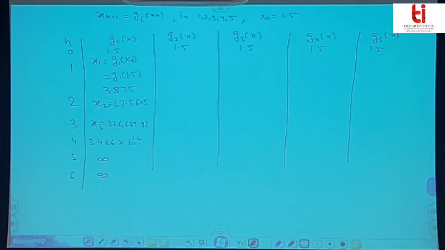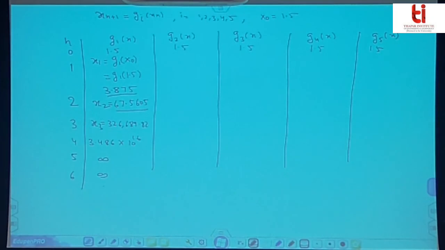So what it concludes: x1 is 3.875, then x2 is 67.5606, then the third iteration is a large number, and the fourth iteration is going to increase. That means the sequence xn is not converging toward a number. I told you the fixed point should be inside the interval 1 to 2. But the sequence is going away from 1 to 2, that means it is a divergent sequence. So this g1 will not work.